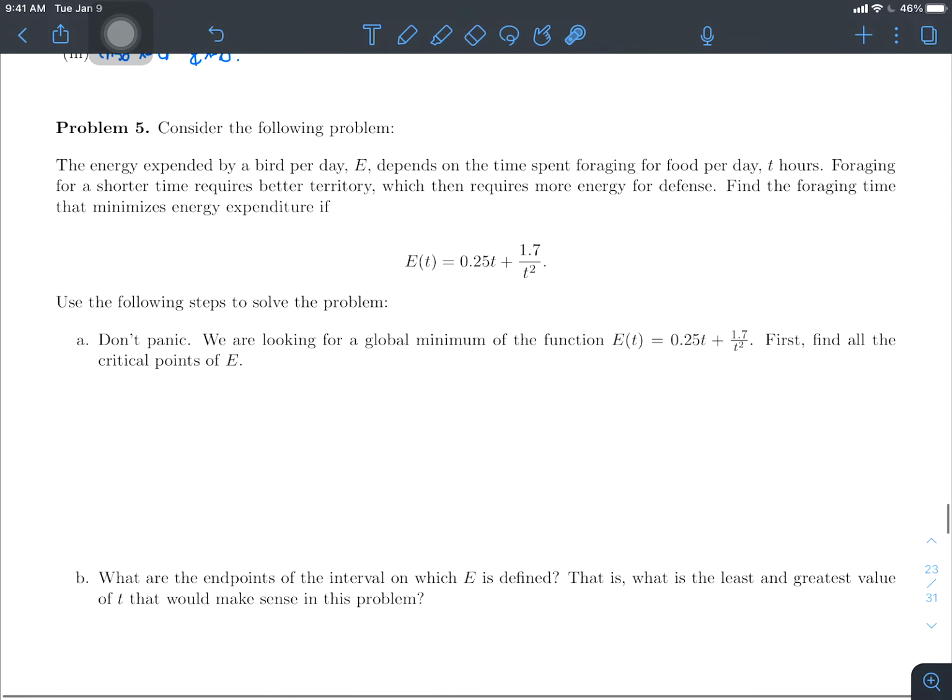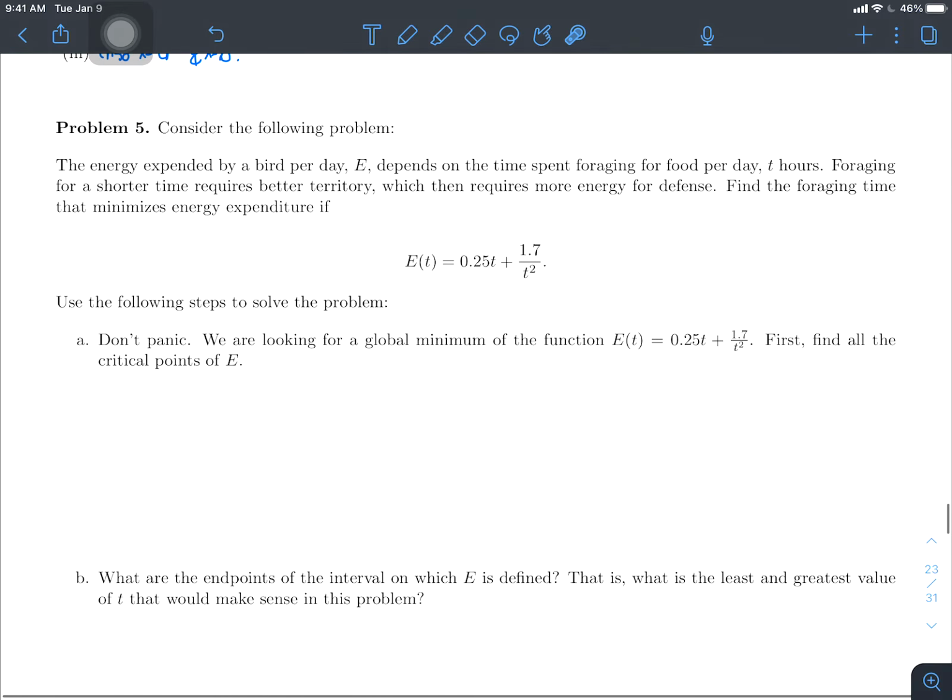It's going to be 0.25, right, because the t becomes t to the 0, which is 1, and then plus 1.7 over t cubed times negative 2, because this is 1.7 t to the negative 2, sorry. So when I bring the power down, it becomes this negative 2, and then I make the power 1 less than it was before, so it becomes negative 3, which means it looks like a t cubed in the denominator. Okay, so this is my E prime of t.